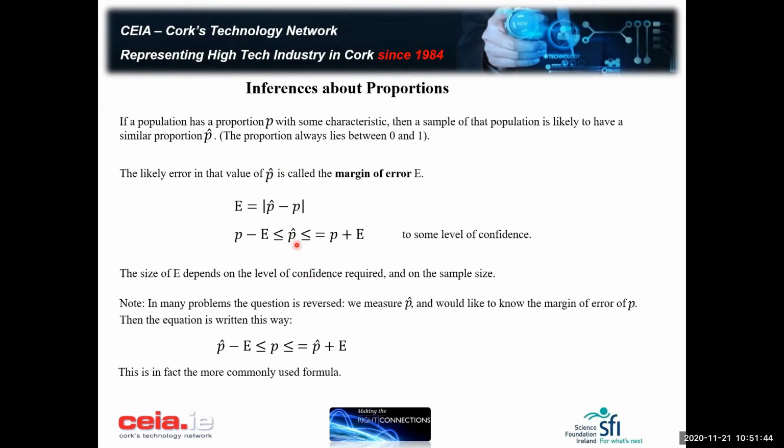So having taken a sample, let's state it this way first. If you take a sample, it can be different from the real proportion by an amount E. So your sample proportion that you're estimating from the sample can lie between P minus E and P plus E, where P is the real proportion of the whole population.